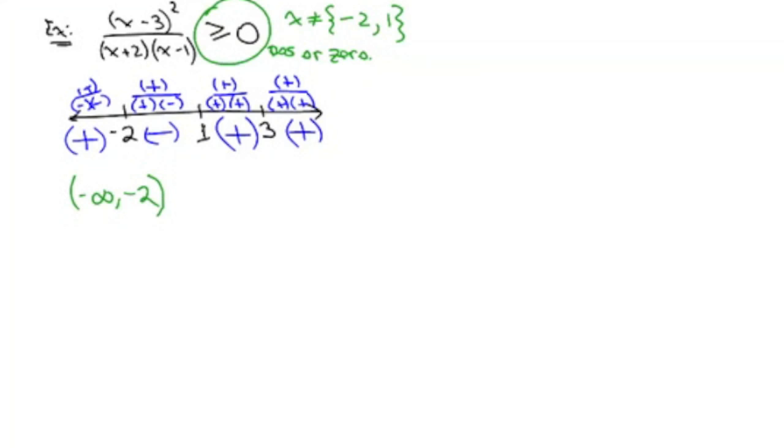Because even though the inequality has an equal, we can't have negative 2 as part of it because if you plug it in, it becomes 0 in the denominator. Union? Where else? 1. Parentheses or bracket? Parentheses. 1 up to? Infinity.